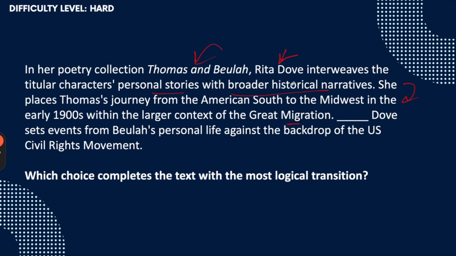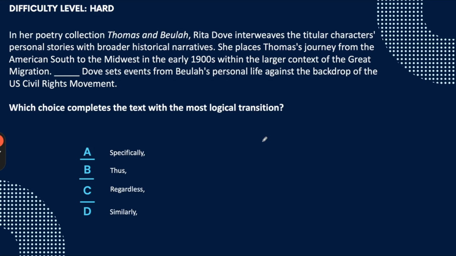The second part of the sentence builds on the idea from the first part, emphasizing another connection she makes, this time with Beulah and the civil rights movements. This suggests a relationship of continuation or additional information. Correct? Now, with this understanding, let us go ahead and start eliminating our choices. A says specifically. Now, this particular transition would be used to clarify or narrow down a point, but the sentence isn't introducing a specific detail, just another broad connection. Correct? So, I'm going to eliminate A for that reason.